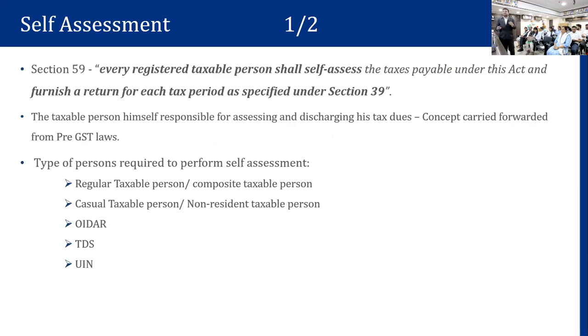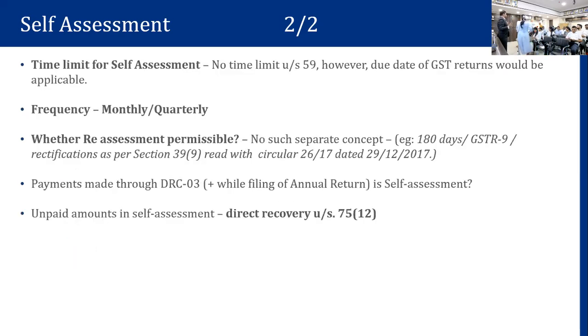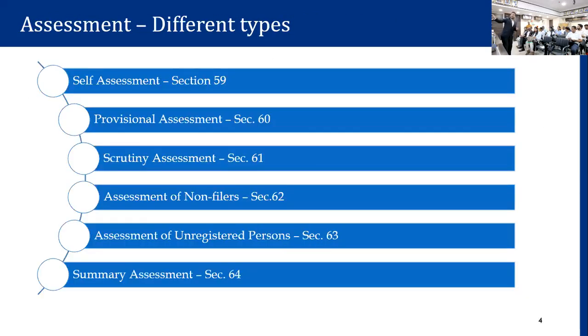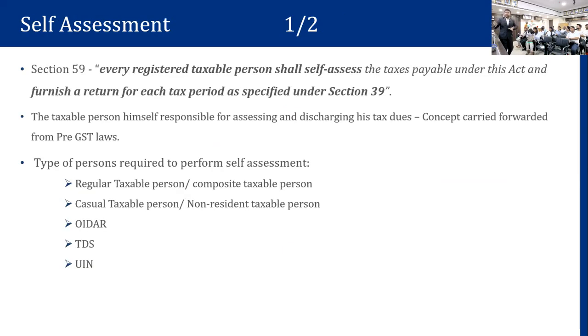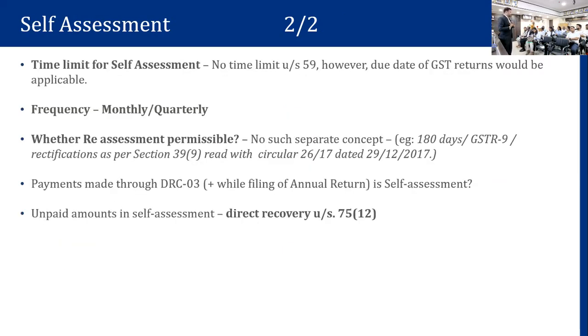Okay, self-assessment includes reassessment. But reassessment is nowhere defined in the Act. Is there any reassessment section? There is self-assessment, provisional assessment, but there's no reassessment section. Okay. Now, what happens in self-assessment? We have to do it monthly or quarterly, whenever we file the returns. Whether reassessment is permissible: if I have self-assessed some liability and paid, can I go back and say, what I have done was wrong, I want to reassess my liability and pay something different? Can I do that?